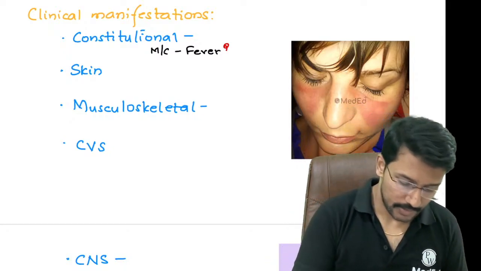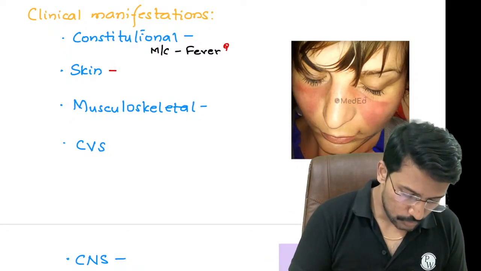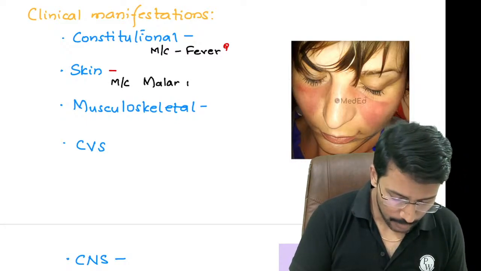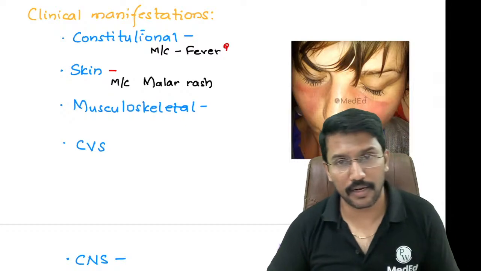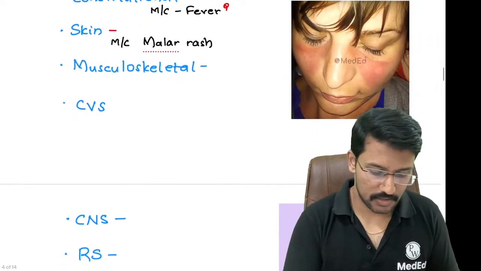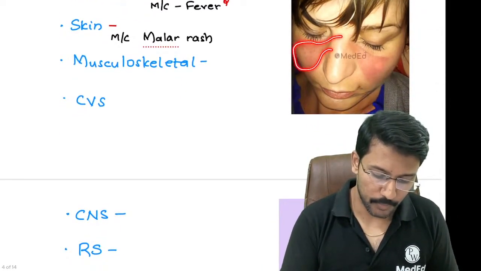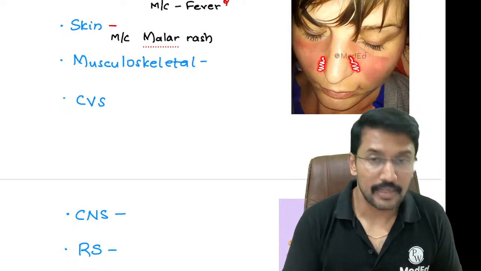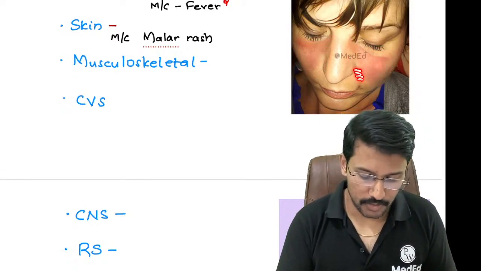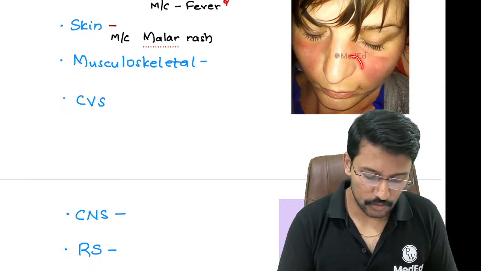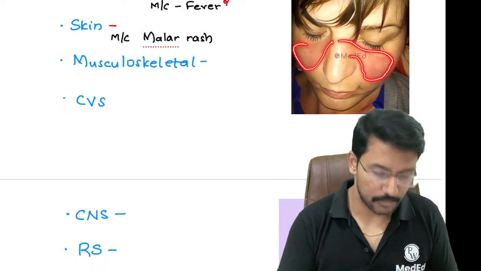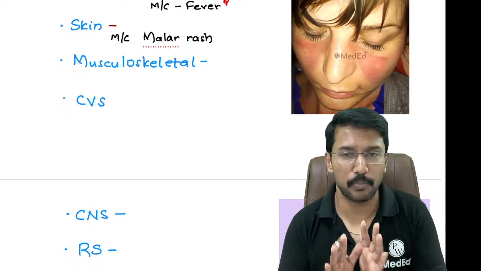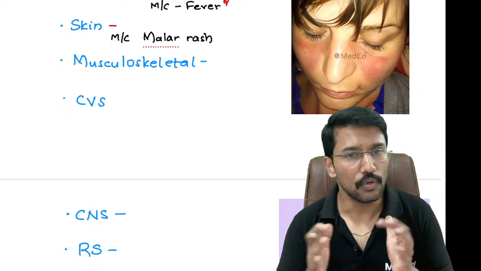Okay. Then when it comes to skin, the most common manifestation is what we call malar rash. I'm very sure all of you are aware of this malar rash, which has this characteristic butterfly distribution of the rash with the nasolabial fold sparing. There is sparing of the nasolabial fold, and in the rest of the malar region there is erythema, which is photosensitive. On exposure to sun, the rash appears. The rash may disappear or regress when there is no sun exposure.